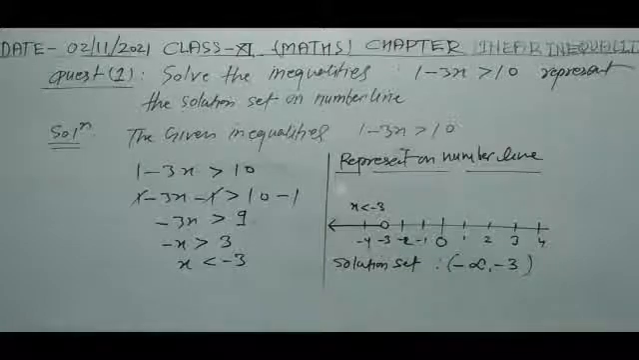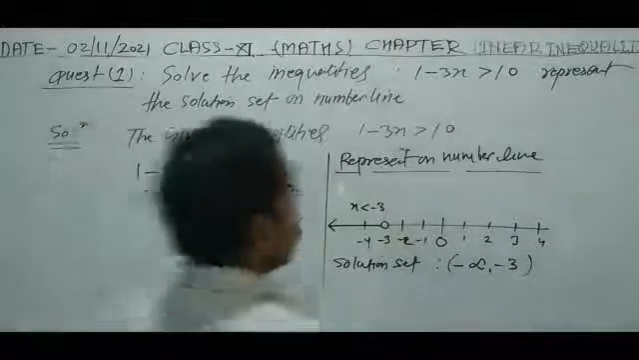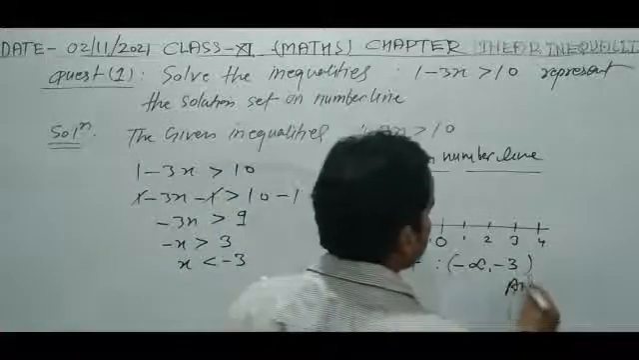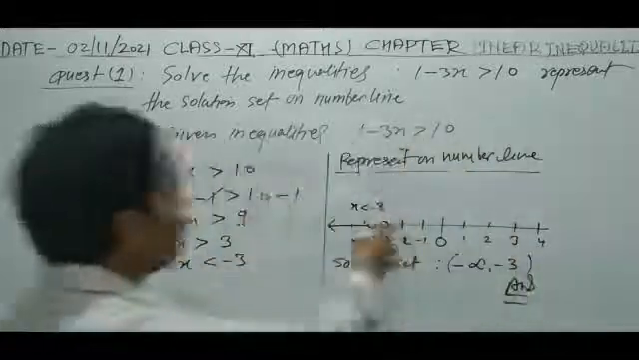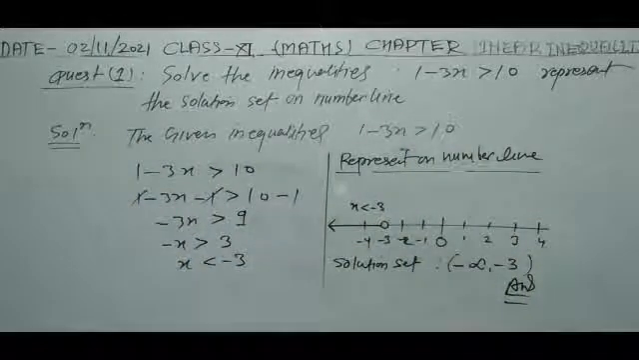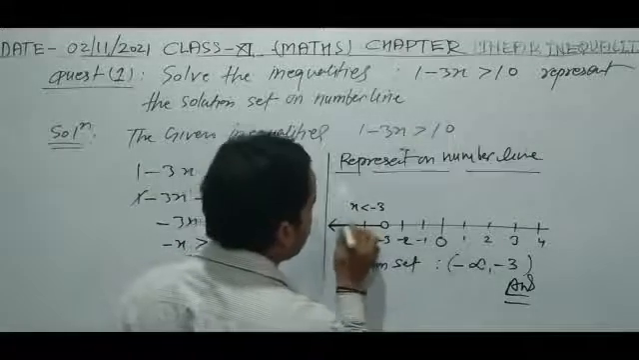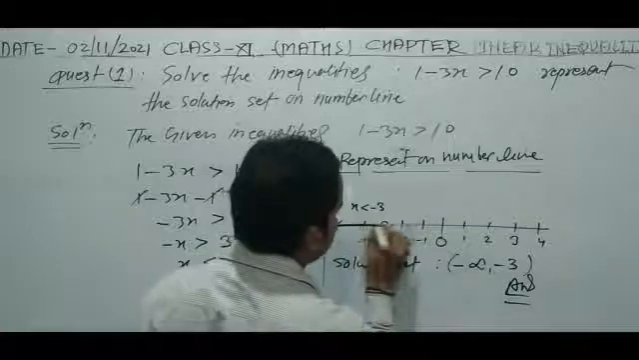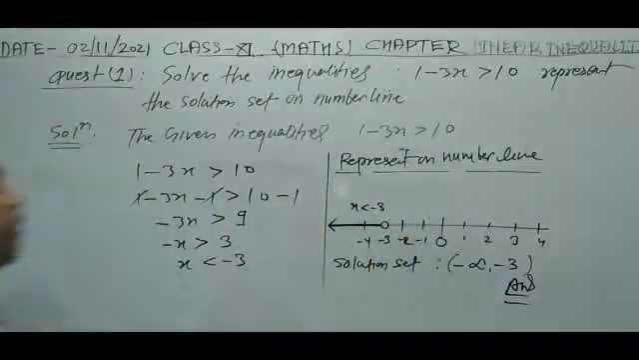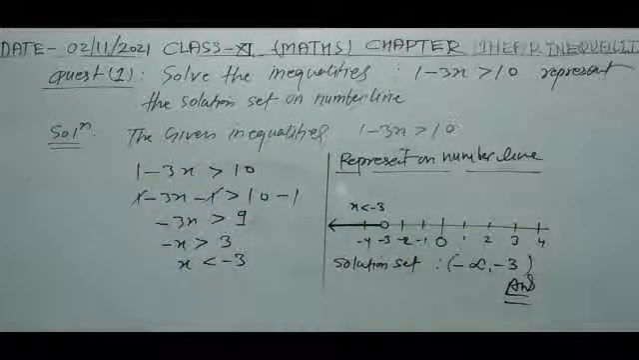Now I will come to the next question. This is the answer of this question. This is the solution set and we have to represent it on the number line. Now the solution set will be minus infinity to minus 3.